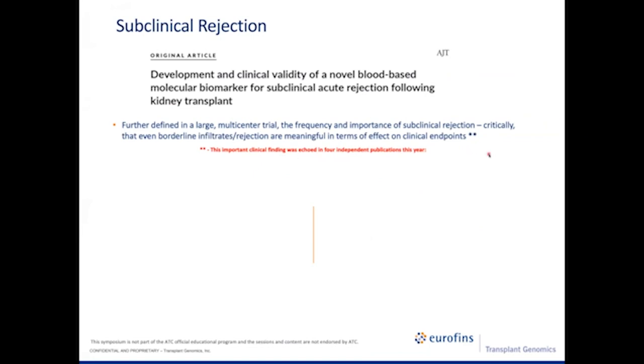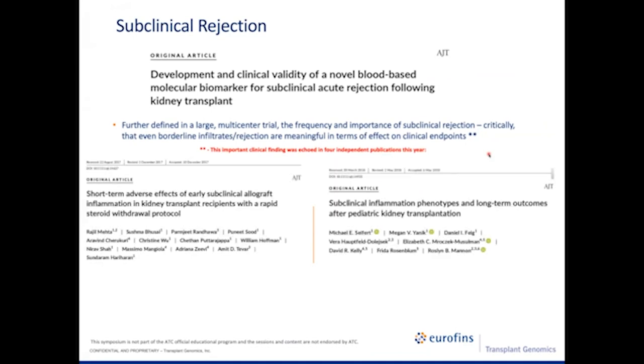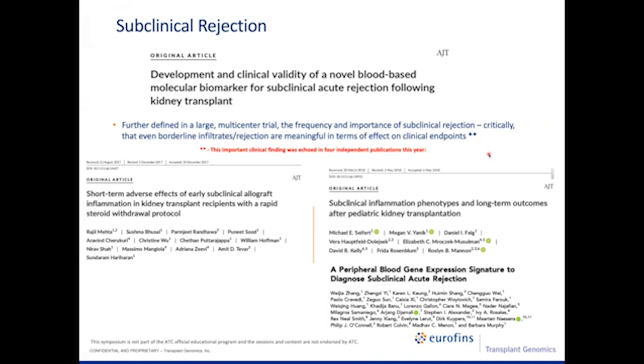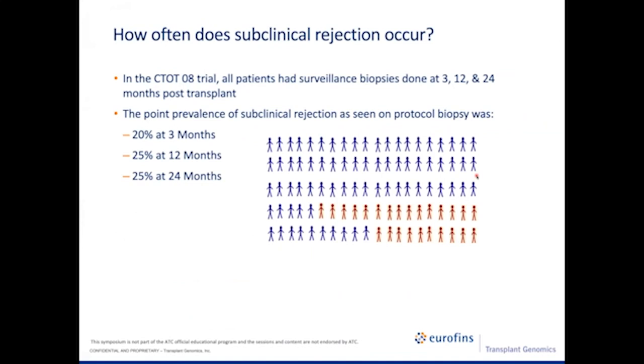These findings were echoed in several other important publications in the following year. A group from Pittsburgh, from University of Alabama, Birmingham, the GOCAR study led by Barbara Murphy, and the group from Australia all published papers showing very similar clinical findings related to the disease of subclinical acute rejection. So how often does this happen? Is this a rare disease? And the answer is no, it's actually fairly common.